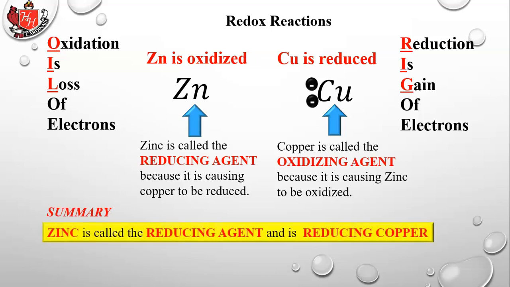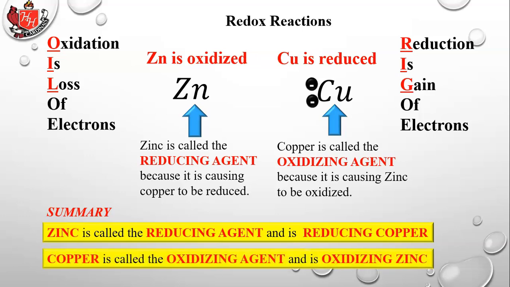So summary, zinc is called the reducing agent and is reducing copper. Copper is called the oxidizing agent and is oxidizing zinc.